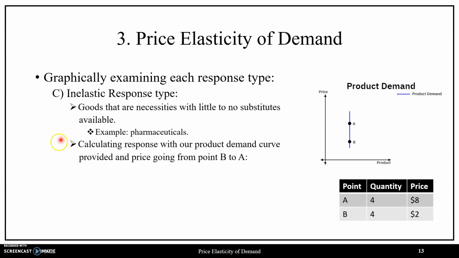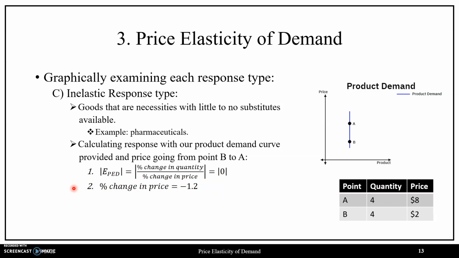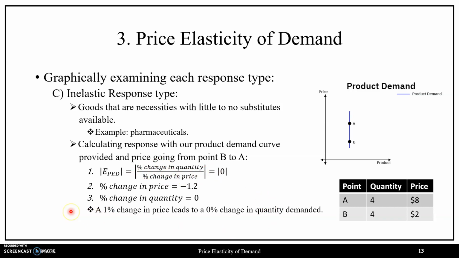And then in terms of calculating the response type, we can turn to our product demand curve and look at movements from point B to point A, where our price elasticity of demand in absolute value is going to have a value of 0, and this is going to be due to our percentage change in price having a value of negative 1.2, while our percentage change in quantity is going to equal 0, so 0 divided by 1.2, giving us a value of 0, or that a 1% change in price will lead to a 0% change in quantity demanded, and this is going to be a perfectly inelastic response type, which is an extreme case of the inelastic response type.